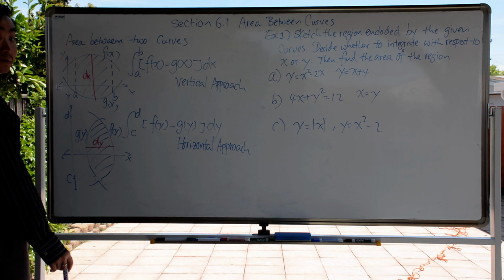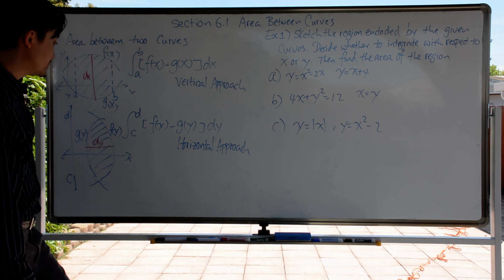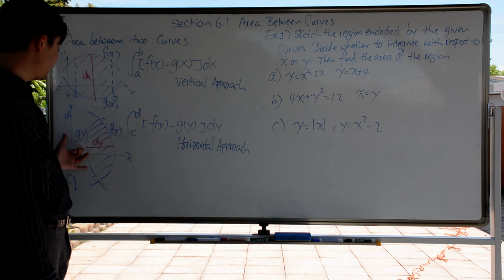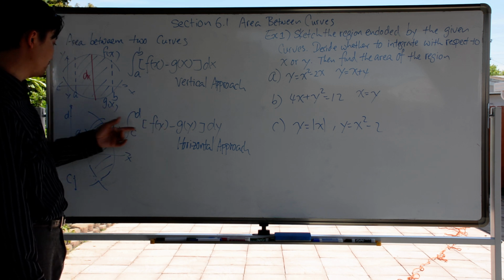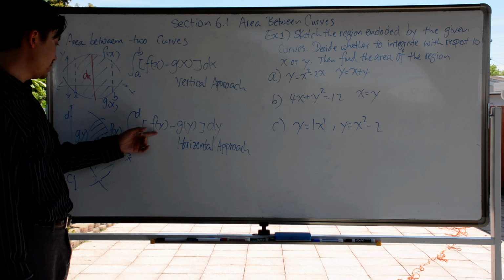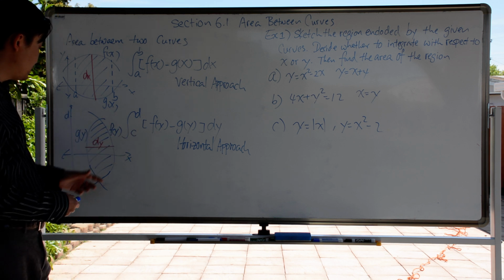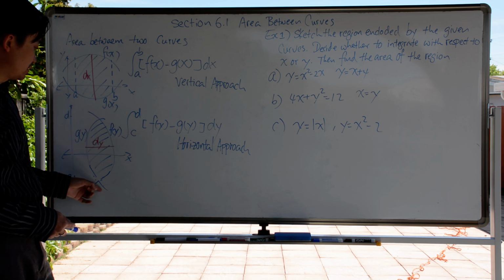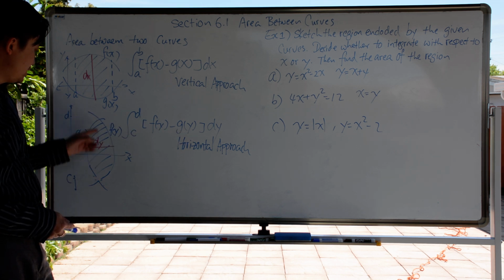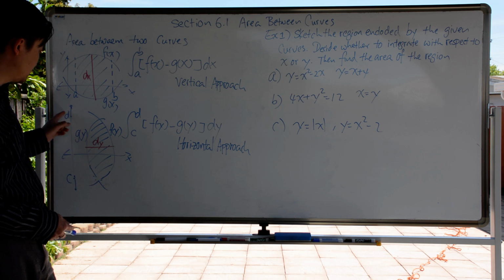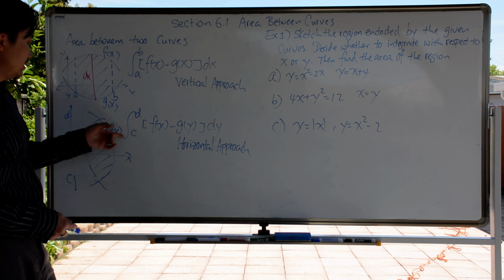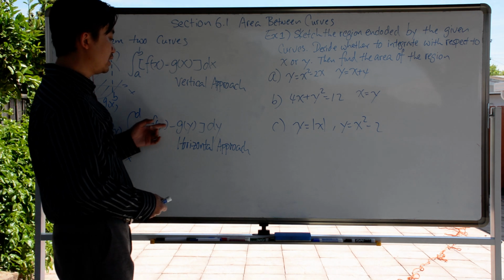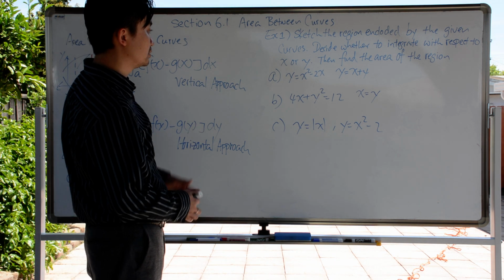So what about the horizontal approach? For the horizontal approach, it's similar, but we need to flip x and y over. So we need to convert x in terms of y. So f of y will be considered the right end of the curve, and g of y will be considered the left end of the curve. And then the boundary between those two is the y values from c to d. So the integral from c to d of f of y minus g of y, integrating with respect to y. So it's a horizontal approach.